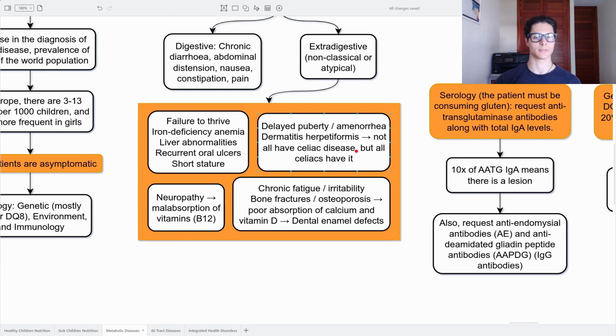Not all who have dermatitis herpetiformis have celiac disease, but all celiacs have it. This is a very unpleasant pathology in the skin in certain areas of the body. Neuropathy, malabsorption of vitamin B12, chronic fatigue, irritability, bone fractures, osteoporosis, poor absorption of calcium and vitamin D, which can lead to dental enamel defects. As you can see, there is a general nutrient deficiency due to a lower absorption of nutrients.